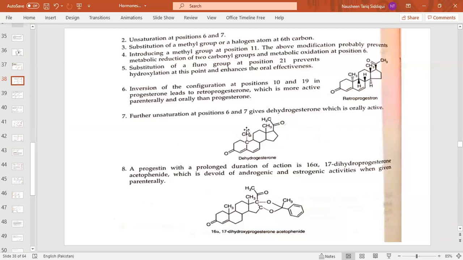This is dydrogesterone, and at position 6 and 7, when further unsaturation was done, it gives an orally active compound. A progestin with a prolonged duration of action is 16 alpha 17 hydroxyprogesterone acetonide, which is devoid of androgenic and estrogenic activity when given parenterally.